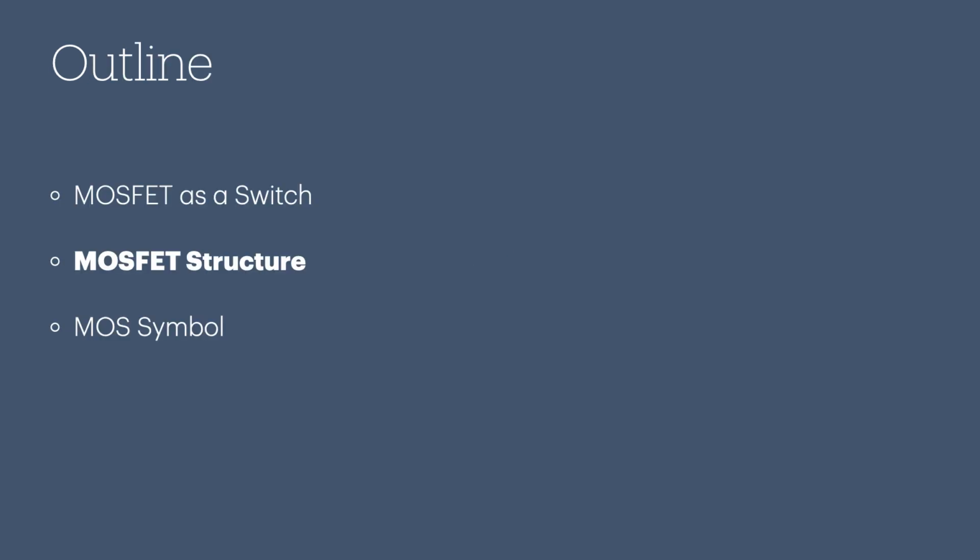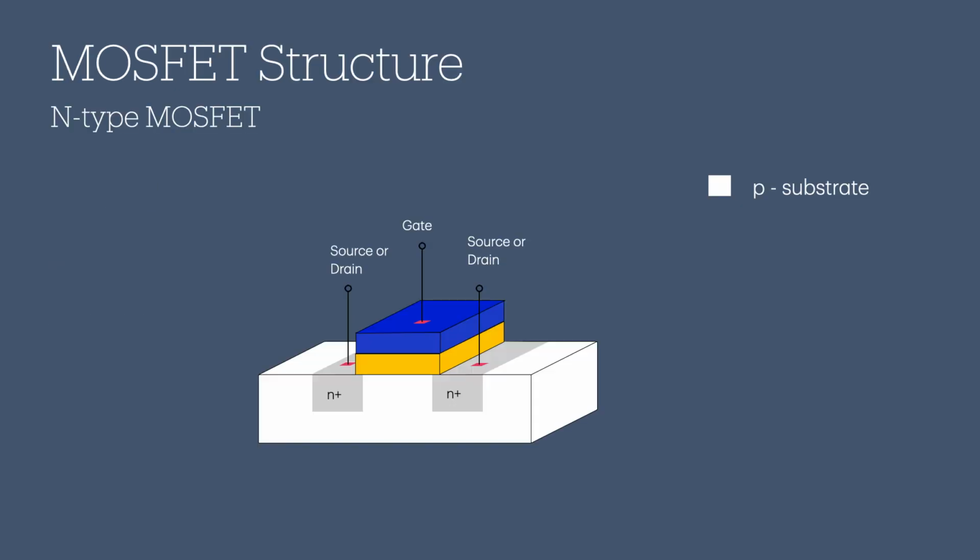MOSFET structure. The simplified structure of an N-type MOS device, as depicted in the slide, is fabricated on a P-type substrate, which is colored white. The P-type substrate is also known as the bulk, or body of the device.